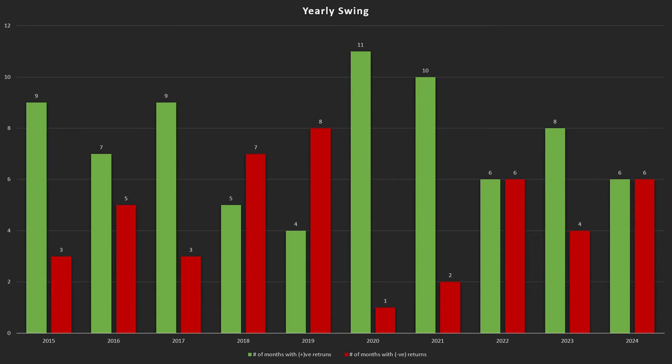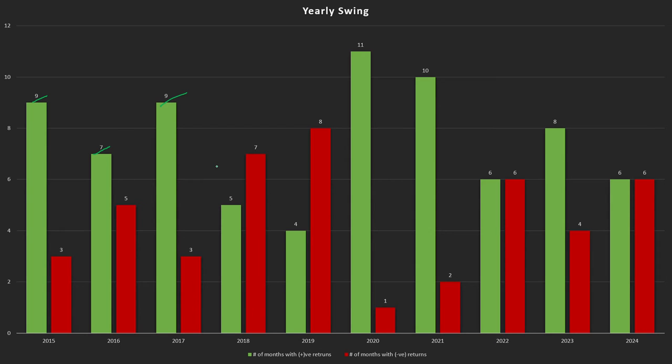Now let's see the next graph. This is the yearly swing graph. So in this graph, the green bars show the number of months which gave positive returns, and the red bar shows the months which gave negative returns. So in 2015, 9 months gave positive returns and only three negative. In 2016, 7 months gave positive returns. 2017, again, nine gave positive.